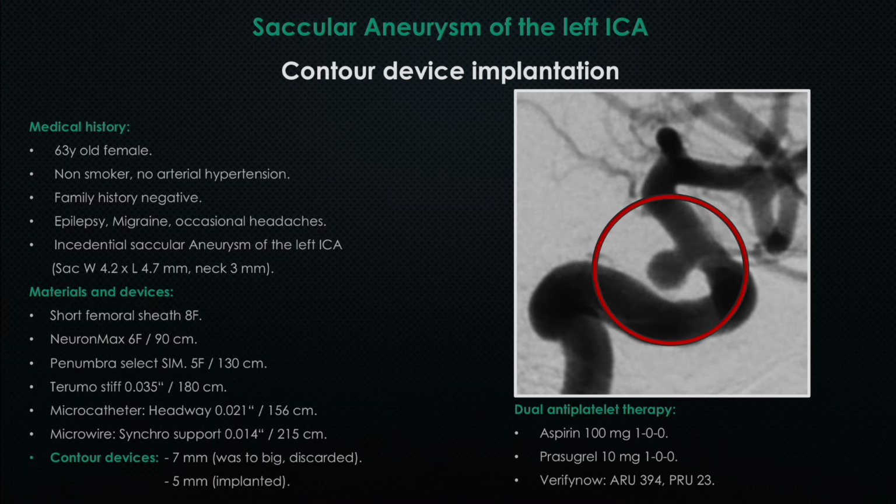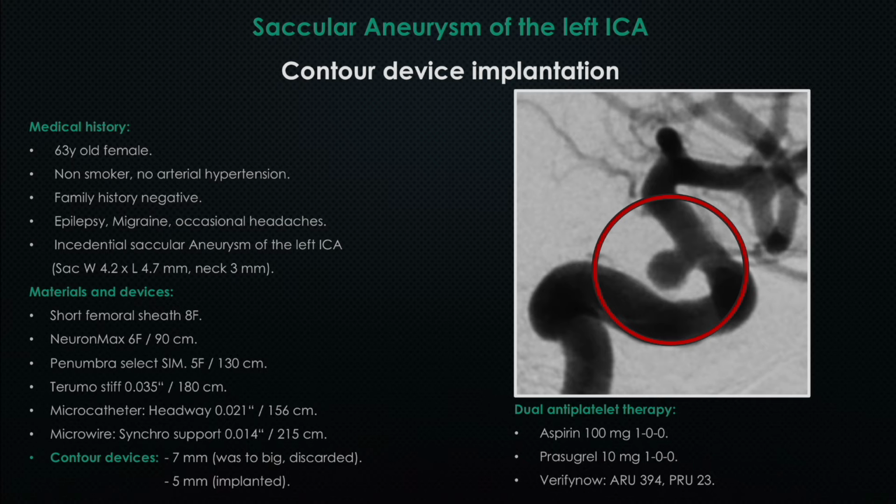It was a 63-year-old female patient, non-smoker, and she has no arterial hypertension. The family history was negative also. She has epilepsy, migraine, and occasionally she has headaches. And during an MRI examination to investigate the epilepsy, she showed this incidental saccular aneurysm of the left ICA.